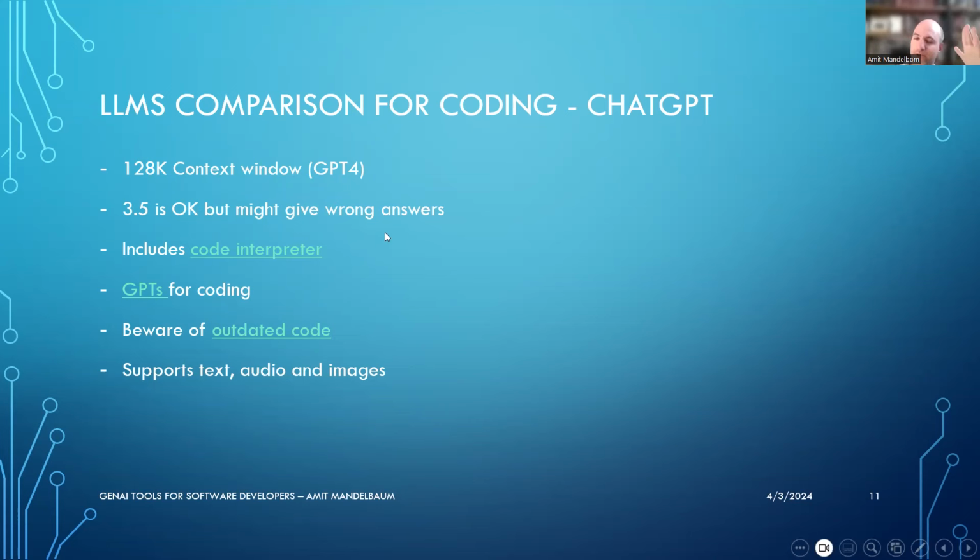3.5 is also okay. The only problem with it is that sometimes it gives wrong answers, like it gives code that is not compiling or is using libraries that do not exist, which is a bit problematic. One of the nice things that I like about ChatGPT is it has a code interpreter.